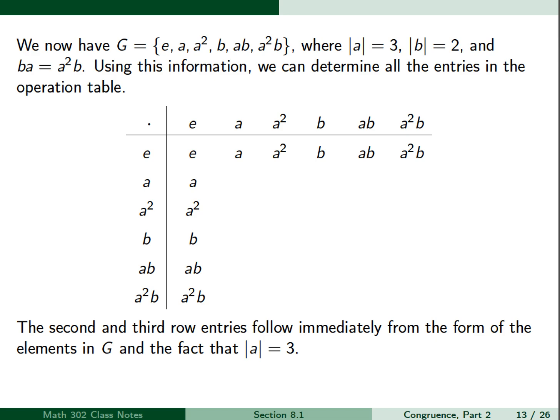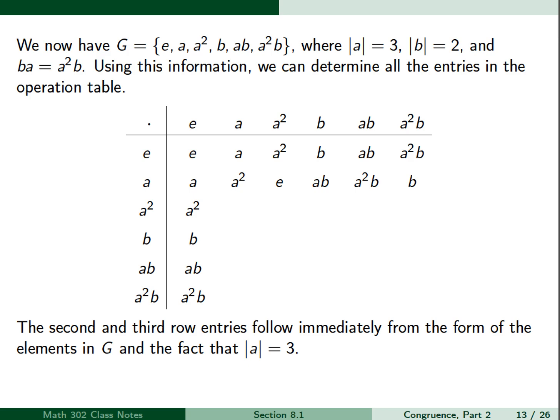And the second and third row entries follow immediately from the form of the elements in G and the fact that the order of A is 3, so that tells us that A cubed is equal to the identity. So for instance, in the second row, our second element is AA, which is just A squared. Our third element is A times A squared, which is A cubed, which equals the identity. The fourth element is just AB. The fifth element is A squared B. And the sixth element is A times A squared B will be A cubed B, but A cubed is the identity, so this will be B.